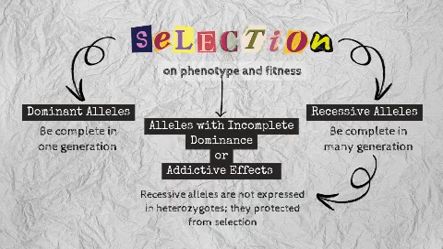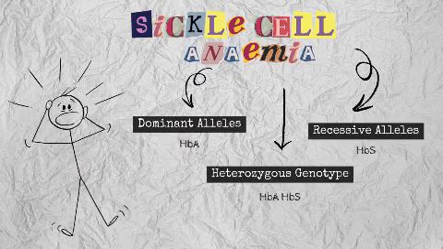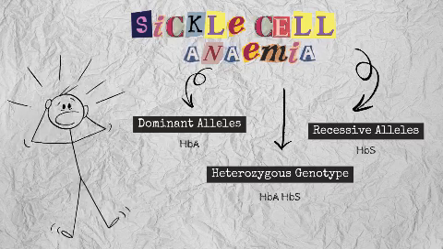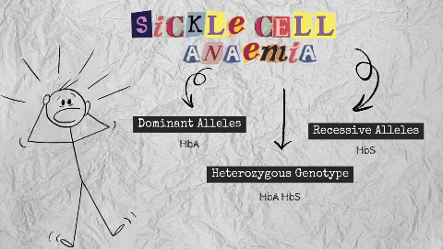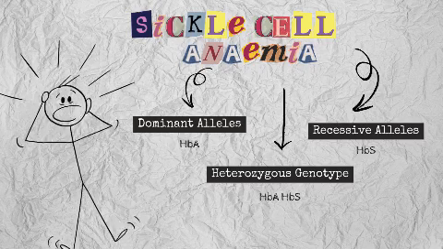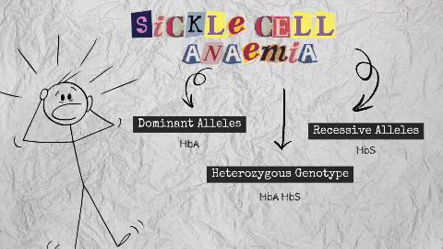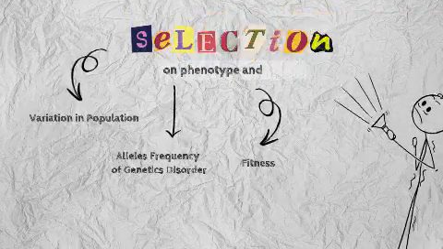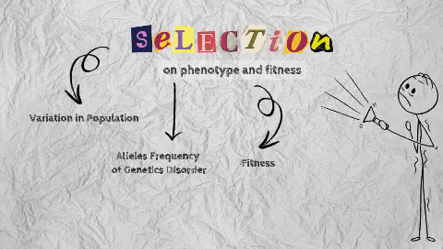One classic example is sickle cell anemia caused by the HbS allele. The dominant allele HbA produces normal hemoglobin, while the recessive allele HbS causes sickle cell anemia. However, individuals with the heterozygous genotype HbA-HbS are resistant to malaria. This provides a survival advantage in regions where malaria is common, allowing the HbS allele to persist in the population. In conclusion, selection affects the variation in a population, the allele frequency of genetic disorders, and the fitness of an organism.